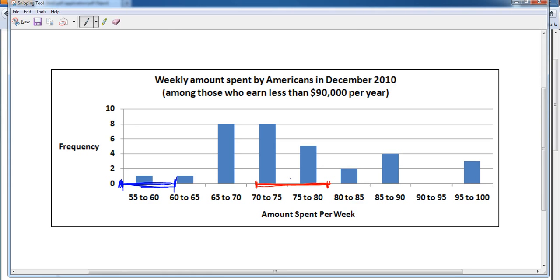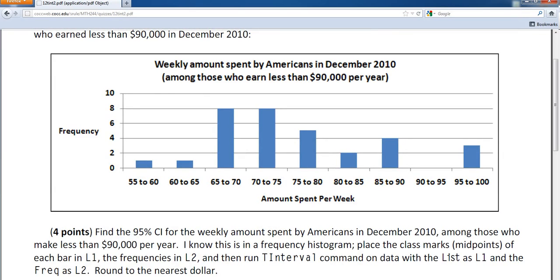So hopefully that made sense. Good little analysis of our data, and we'll catch you in class.